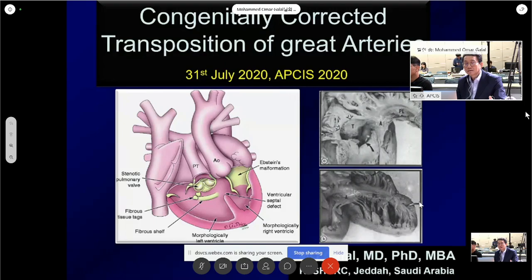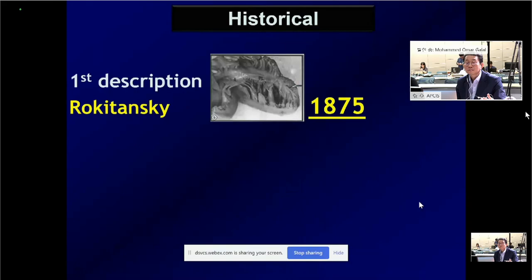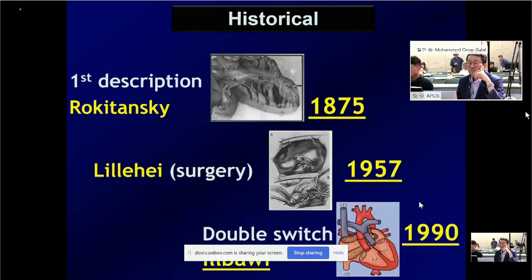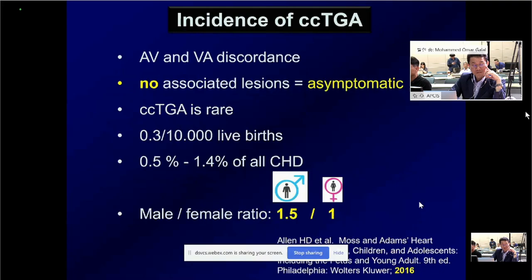Historical: corrected transposition was described in 1875. In the 1950s, Lillehei performed the first surgery for transposition, and then the double switch was suggested by Ilbawi in 1990. Incidence: it is a very rare disease, about 0.5% of all congenital heart disease, and there is a male predominance.